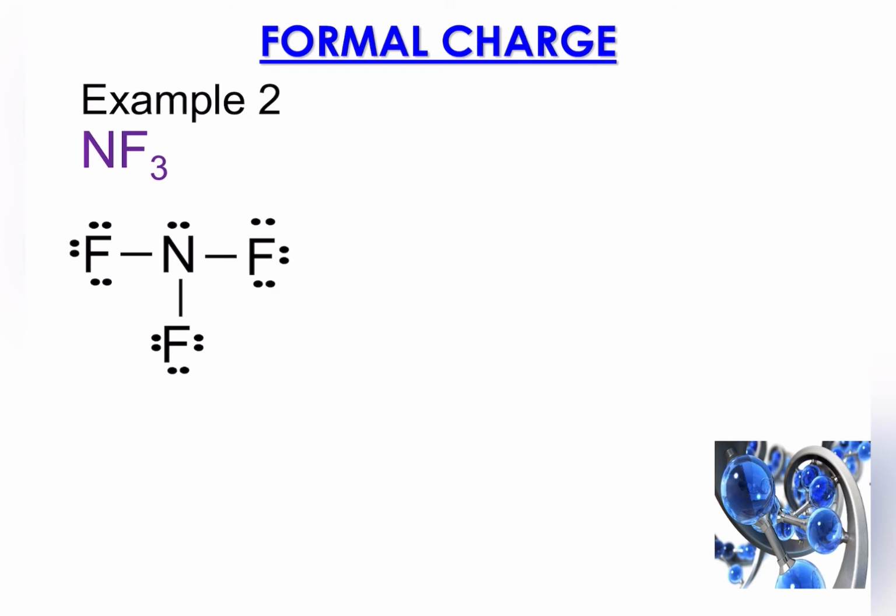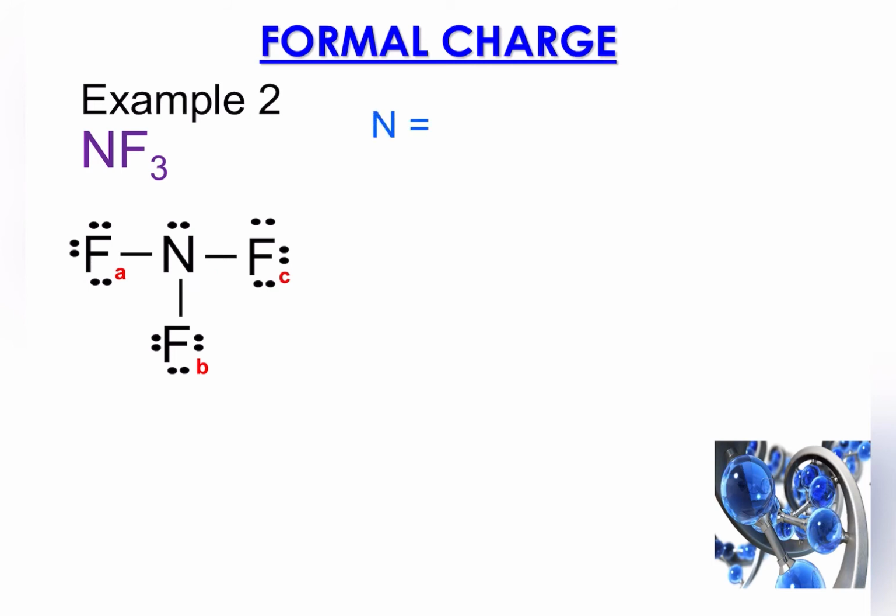Maknanya saya ada atom yang sama iaitu fluorine sebanyak 3 di sini. So what I'm going to do first, I'm going to differentiate 3 of them by using different labeling: A, B, and C. And the next one, I'm going to calculate the formal charge for each atom. We start with the central atom first, iaitu nitrogen.